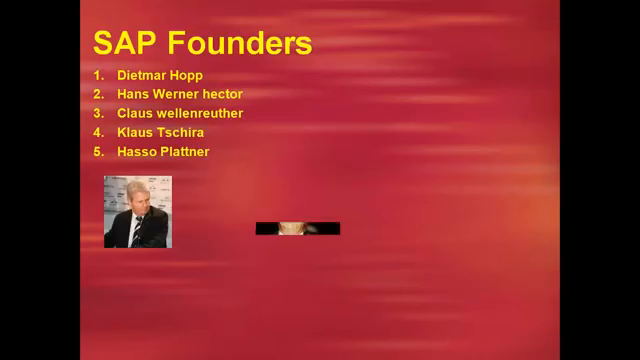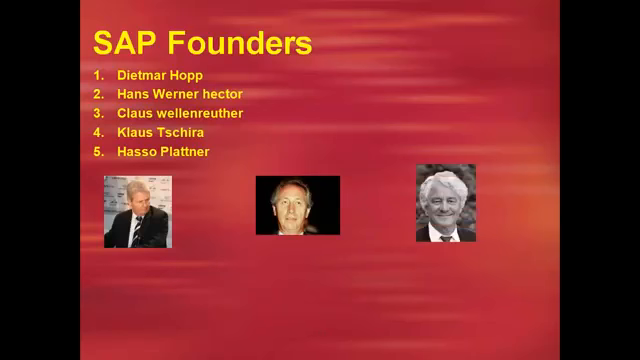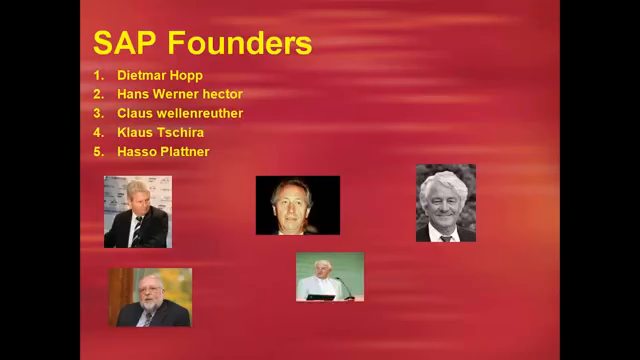Now these 5 people are the founders of SAP company and SAP ERP product. Dietmar Hopp, Hans Werner Hector, Klaus Wellenreuther, Klaus Tschira, Hasso Plattner. So these are the 5 people who came out of IBM company, have started this company and the ERP product.